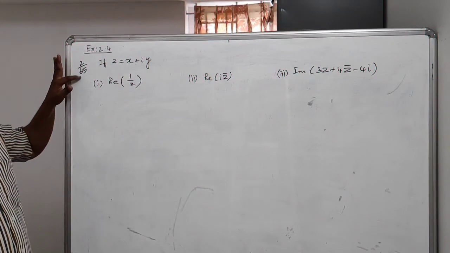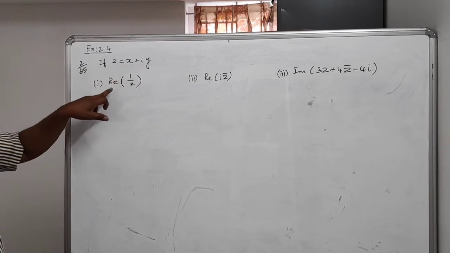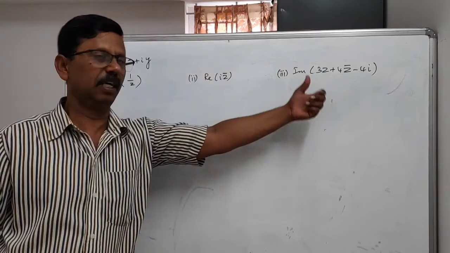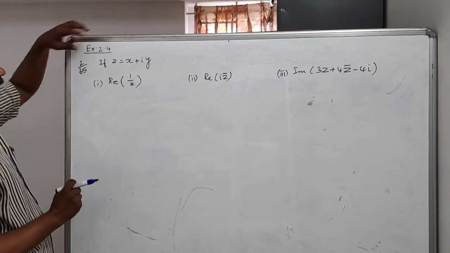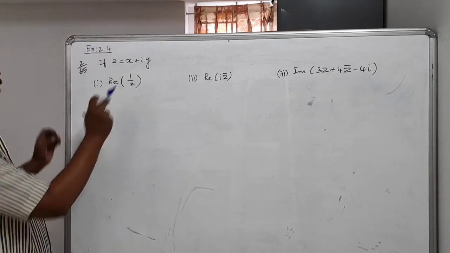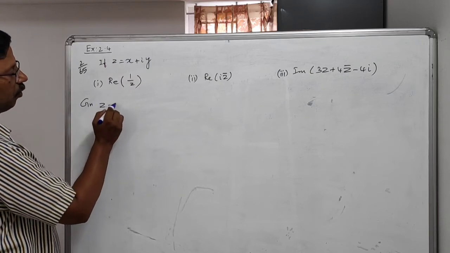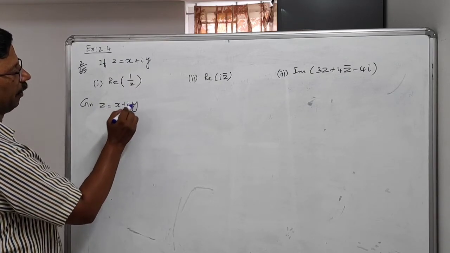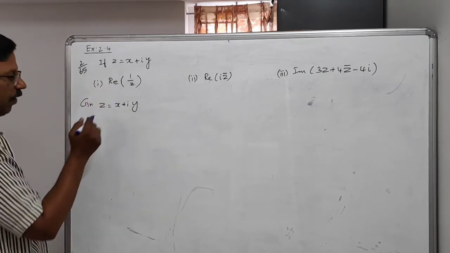Given at the page number 65, if z is equal to x plus iy, now we need to find the values of these three problems. Now let us see the first one, real part of 1 by z. Here given z is equal to x plus iy. Now we need to find the real part of 1 by z. Therefore first you have to find 1 by z.